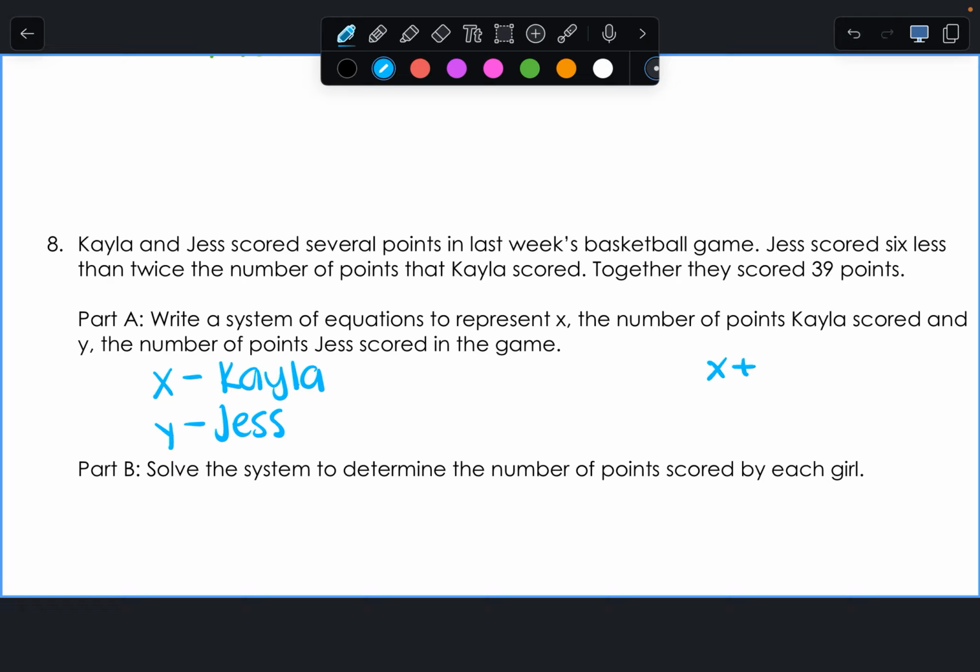X plus Y equals total. X plus Y equals total. There's only one total in this one. Which one is it? 39. So our coefficients for that one are 1 and 1.